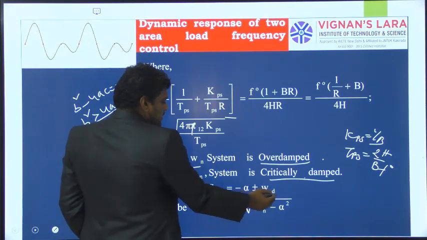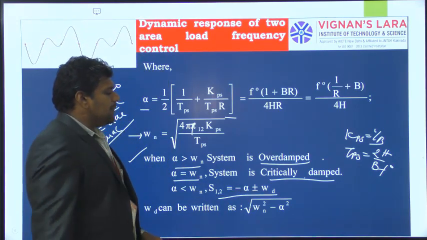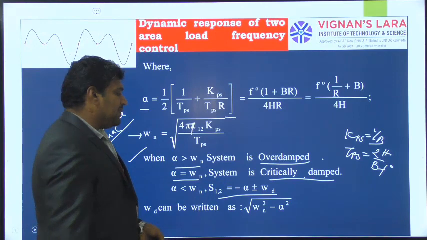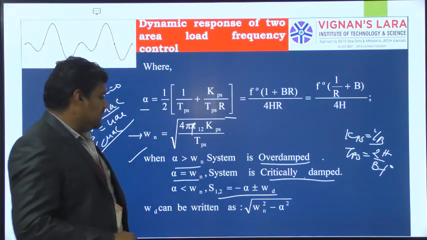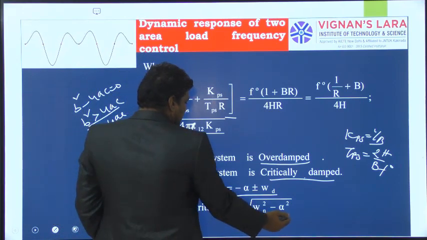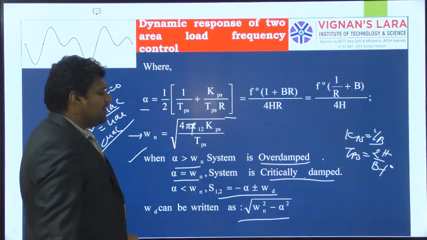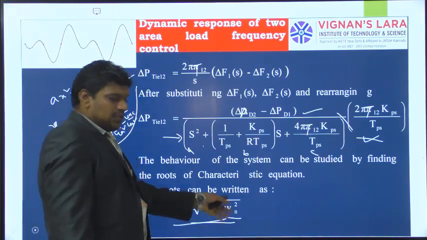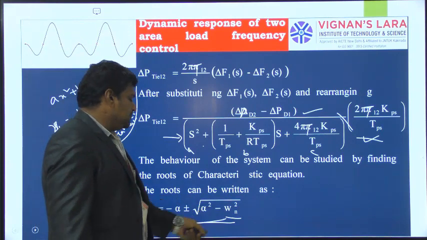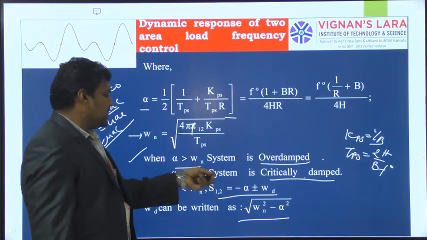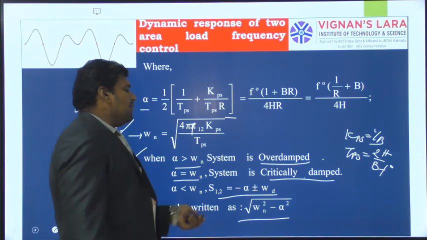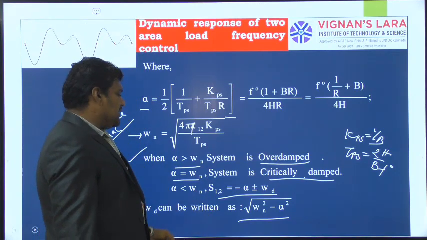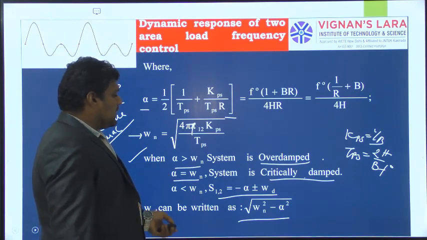You can write this as S12 is equal to minus alpha plus or minus j omega d, that is damped angular frequency, which is nothing but omega d is root of omega n square minus alpha square, means you are taking the negative of this internal term. So that is represented with omega d, the damped angular frequency. So these are the three scenarios.